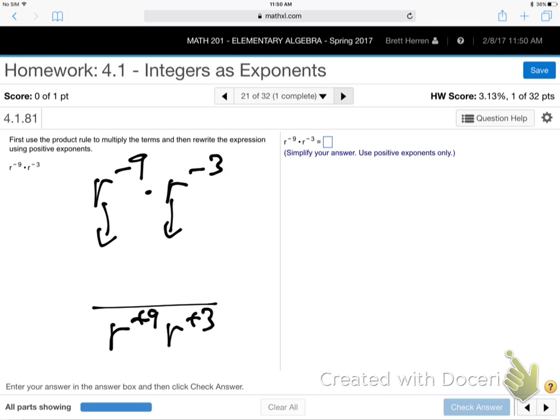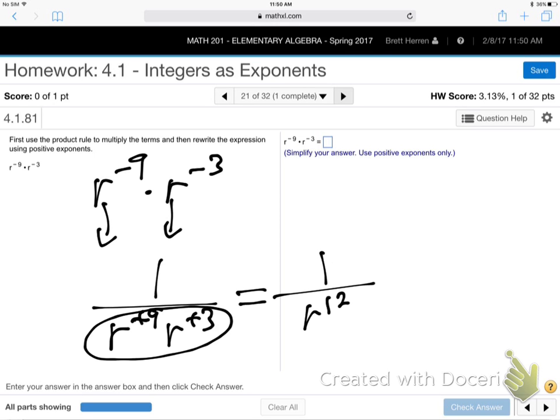I've got nothing on the top. What do you always do with nothing on the top? 1. All right, now, are these guys vertical or side by side? So what do you do when they're side by side? Add them up. 1 over r to the 12th. We're done. Does that make sense? So the last one, they were vertical, so we subtracted them. But when they're side by side, you add them.